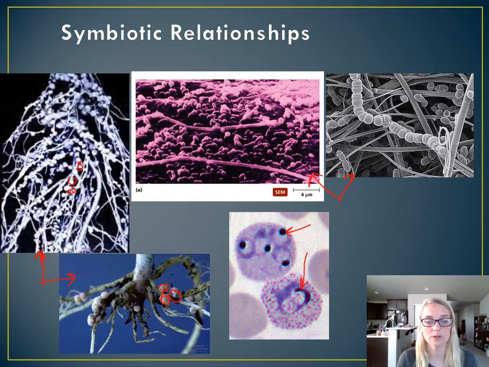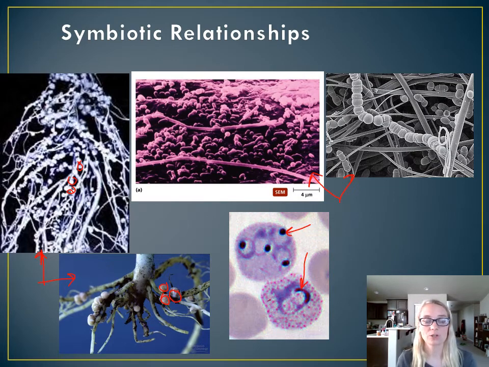So mutualism and parasitism are probably the easiest ones to recognize. Commensalism and amensalism are a little bit harder to find good examples of. Commensalism is the idea where two organisms are in a relationship where one benefits and the other is neither helped nor harmed.